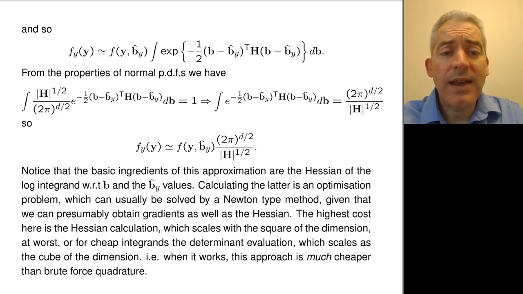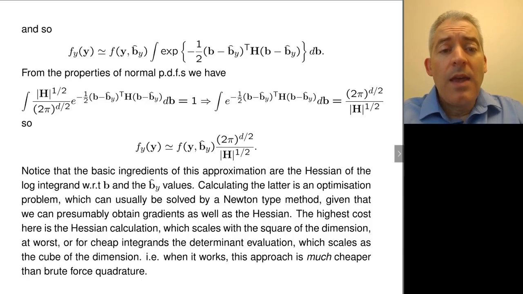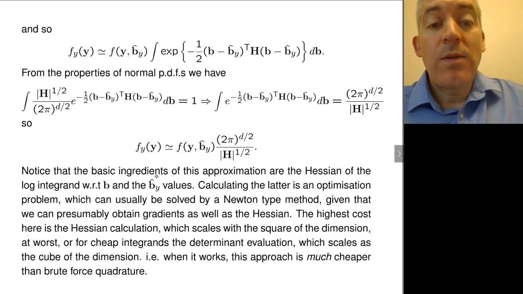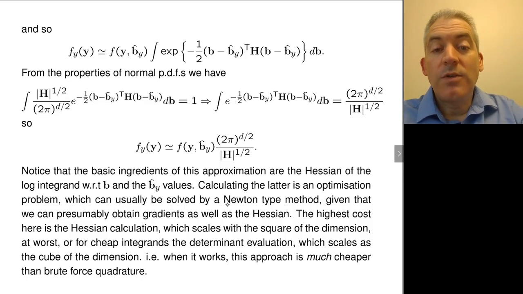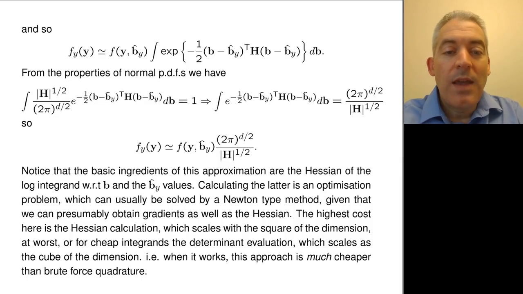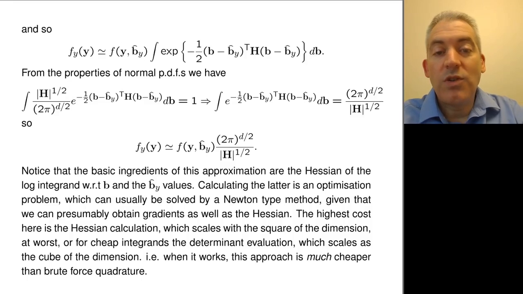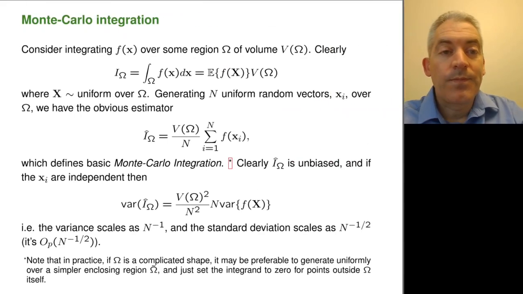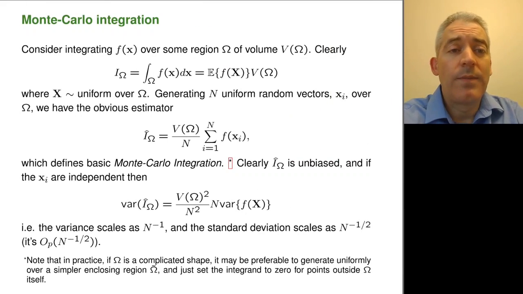So we need to calculate this mode somehow. We may as well use Newton's method because we're going to need this Hessian anyway, and so if we use a Newton type method we're going to get the Hessian along with the mode, and so given that we need those anyway, that seems like a good idea. And so if we just use Newton's method we can get the B and the H and we can evaluate this thing. We'll see an example of this in a little while.